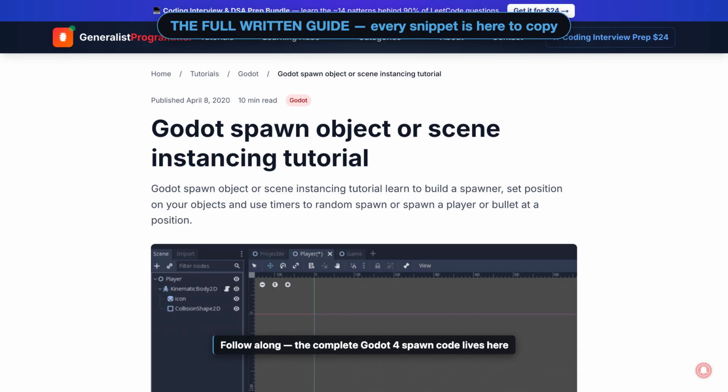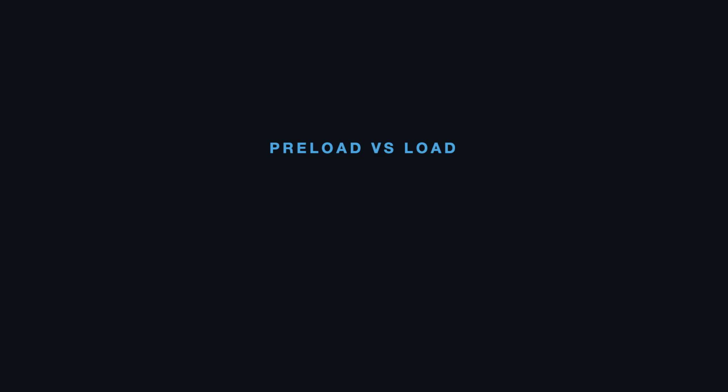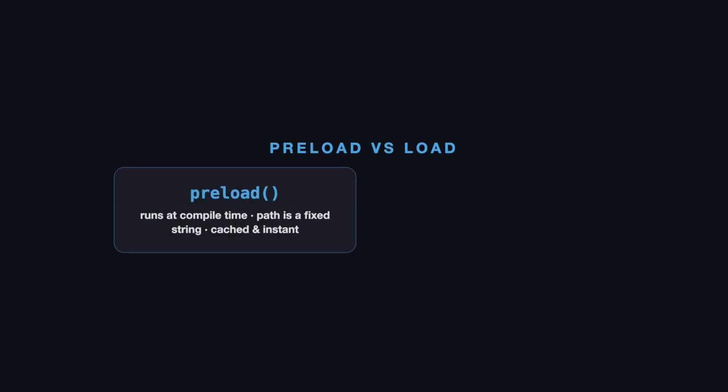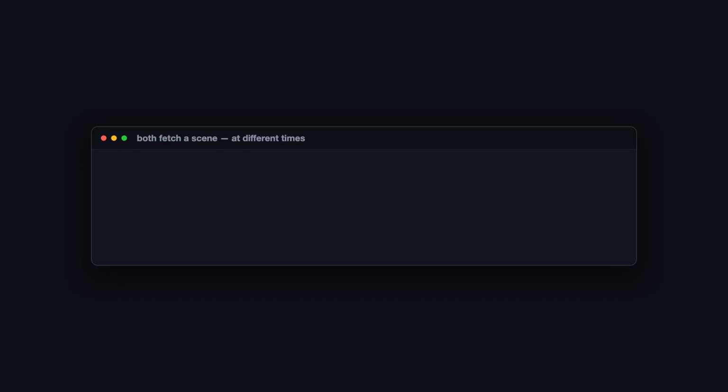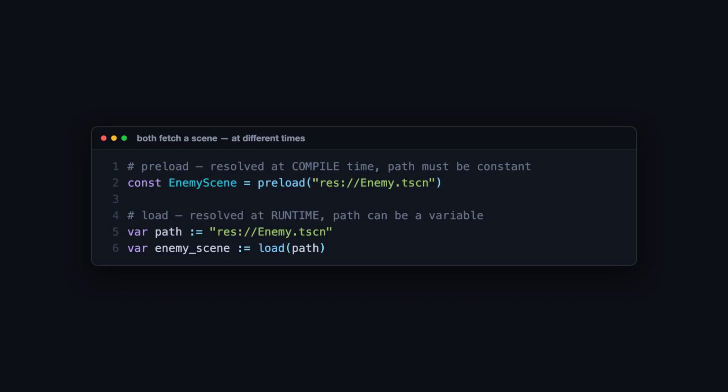Burn them into memory. So why preload, and when would you use load instead? They both fetch a scene from disk, but they run at different times. Preload runs when the script first compiles, before the game even starts. The path has to be a fixed string, written right there in the code. In return, the scene is cached and ready instantly, zero hitch when you spawn.